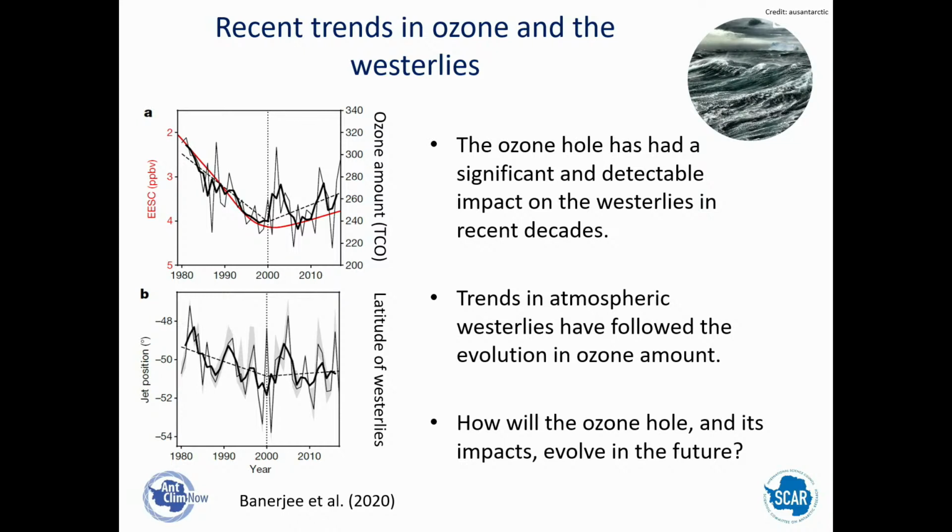And so the observations that we have are helping to reinforce our understanding of the linkage between the westerlies and this external forcing. A key question then is, how will the ozone hole evolve in the near term, and what are the implications for the westerlies and the Antarctic climate system?